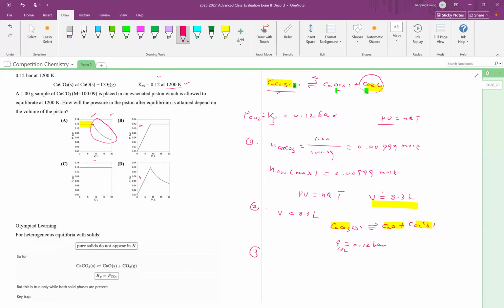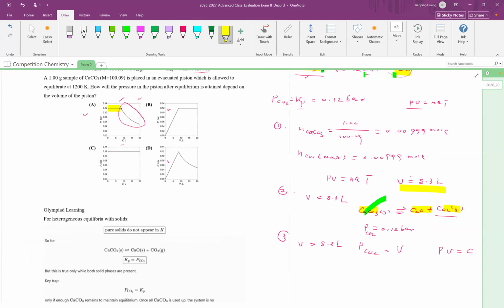Next one, if V is greater than 8.3 liters, what does that mean? It means this one is gone. Then you only look at the carbon dioxide and the relationship between P and V. That relationship is PV equals a constant. So it should be this one. This is really cool, my friend. Right, now let's move to the next one.